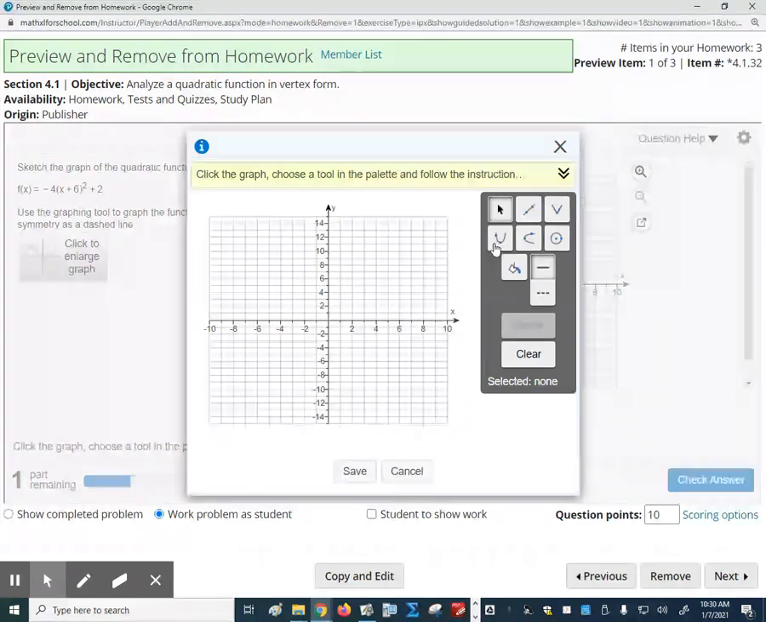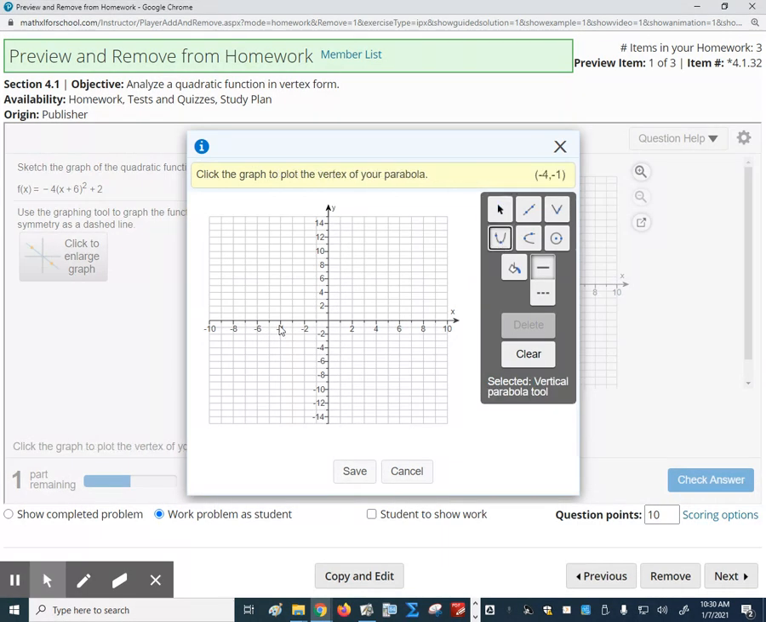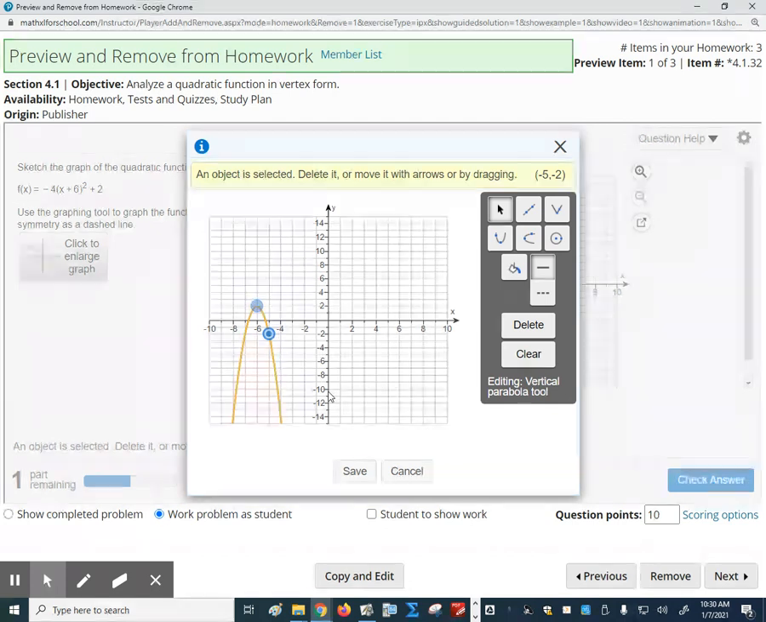Okay, negatives. Try it again. -6, +2, over 1, down 2. So right there. Yeah, that's good.